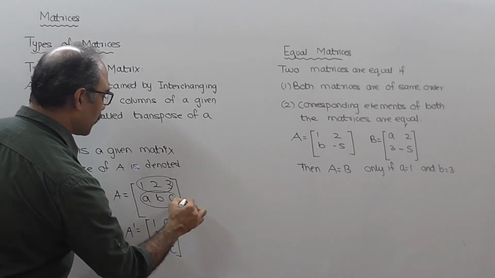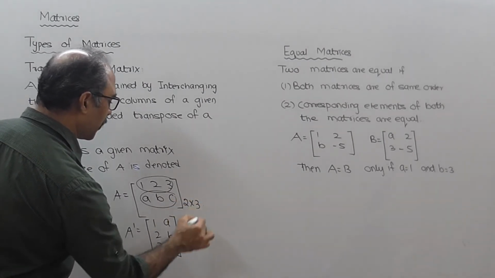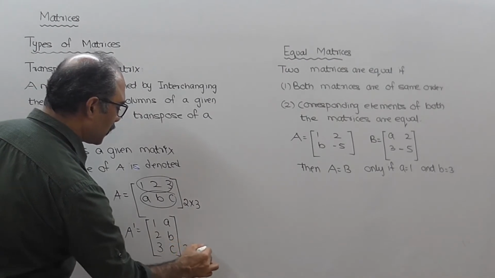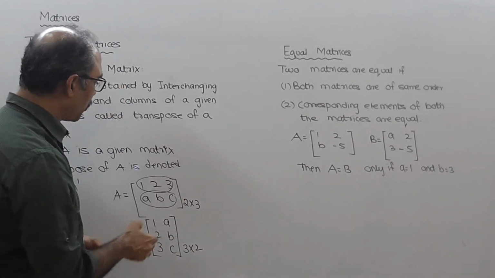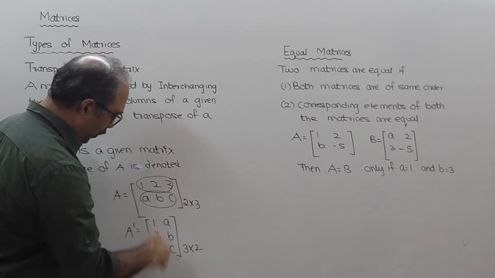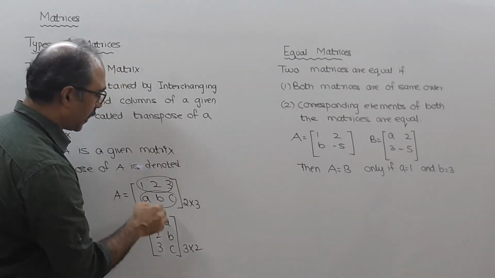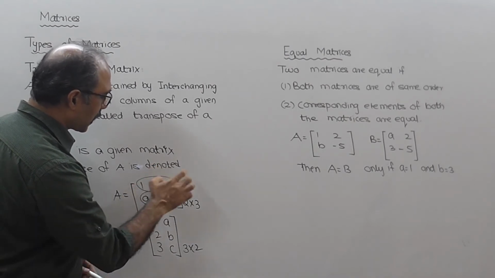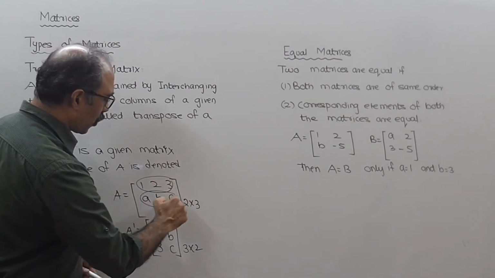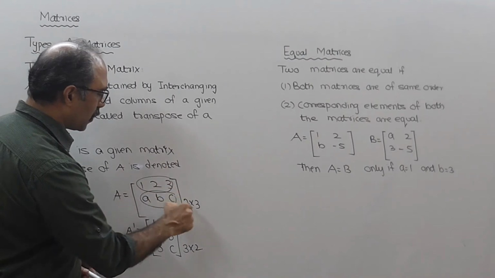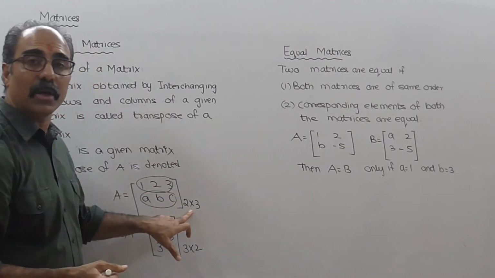So this was originally a matrix of the order 2 by 3. Now this will become a matrix of the order 3 by 2. See, 1, 2, 3 horizontal, write 1, 2, 3 vertical. A, B, C horizontal, write A, B, C vertical. Now originally how many rows are there in this matrix? 1 row, 2 row, column 1, column 2, column 3. That means this is the matrix of the order 2 by 3.